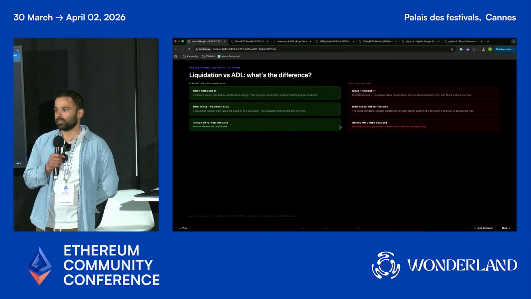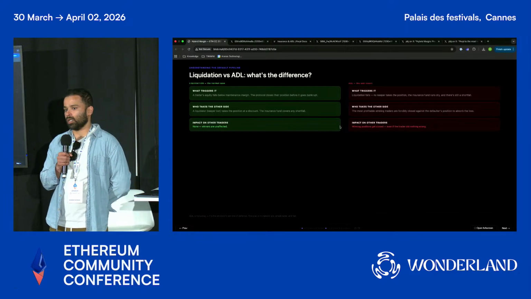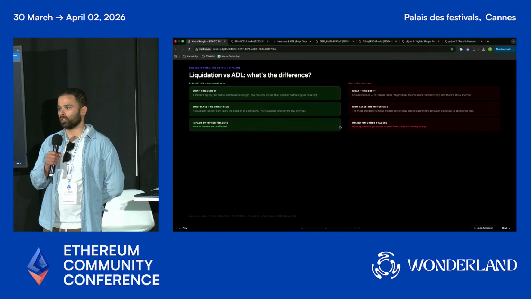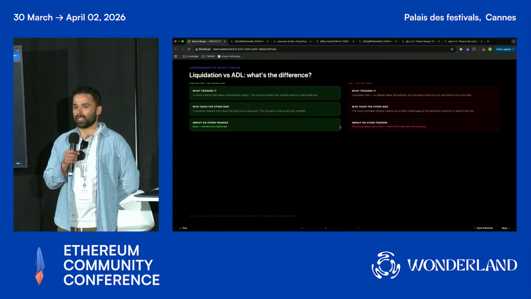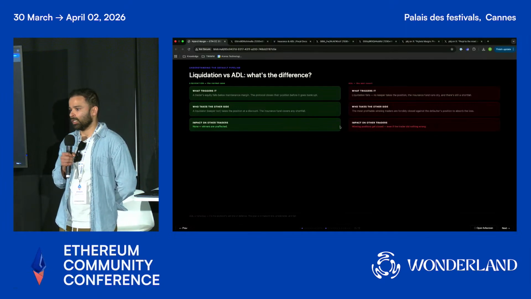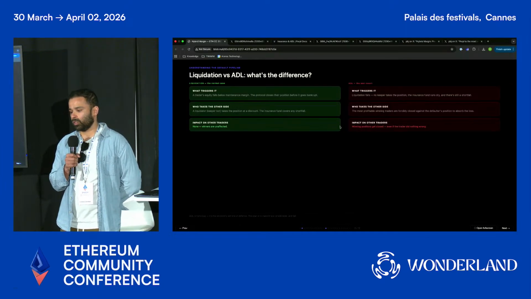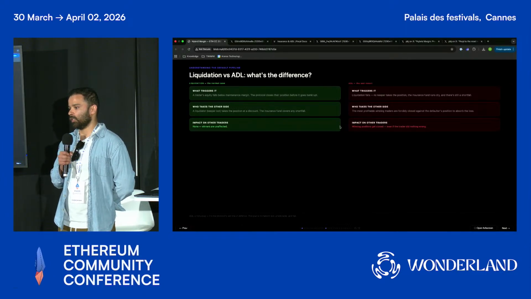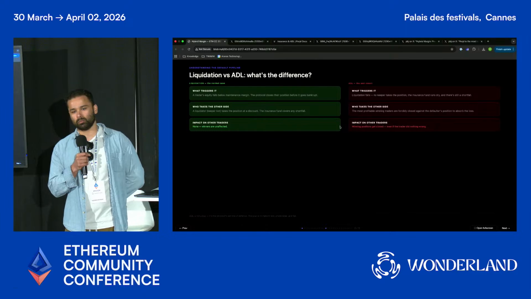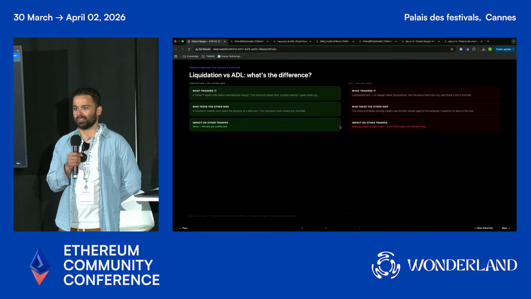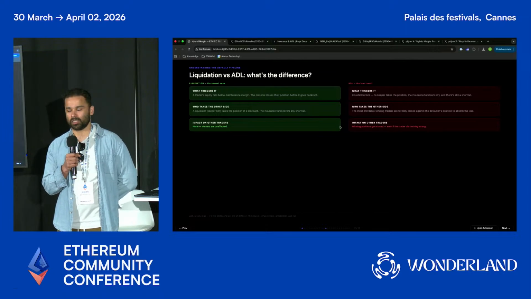In an ADL situation, there's no other resting orders on the book, so you can't replace the loser. So the winning side is also removed. Both sides are removed from the system. This is a pretty drastic measure, and the reason why you have to do this is if you don't ADL people out, the protocol becomes insolvent. And at that point, you're basically unable to use the exchange.